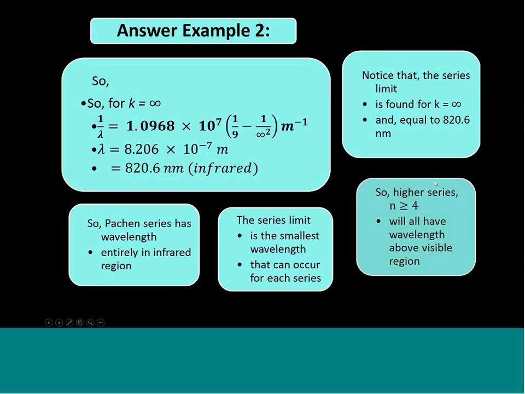Then n equal to 4, more the higher series, n more than 4 will have wavelengths above the visible light. Only in the Balmer series can we get visible light.